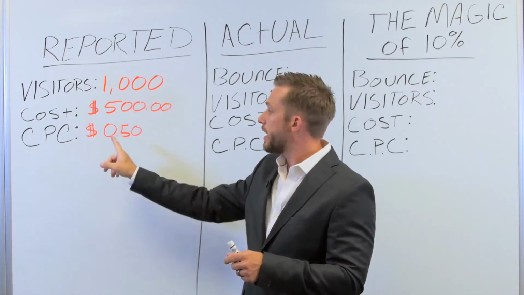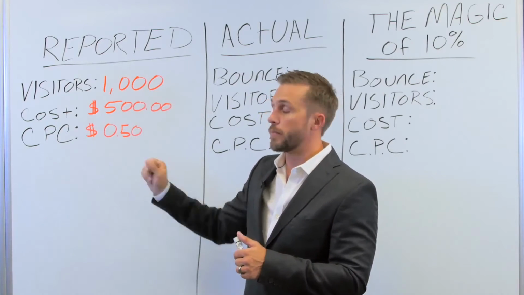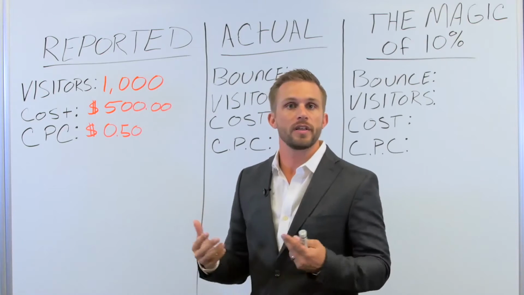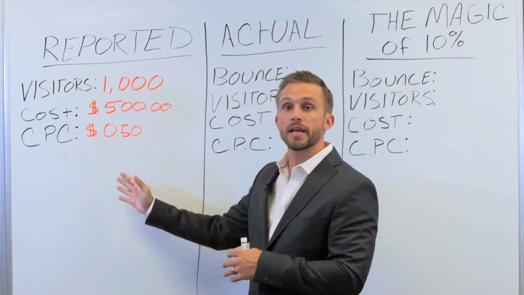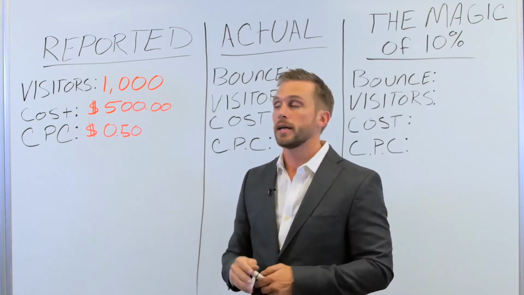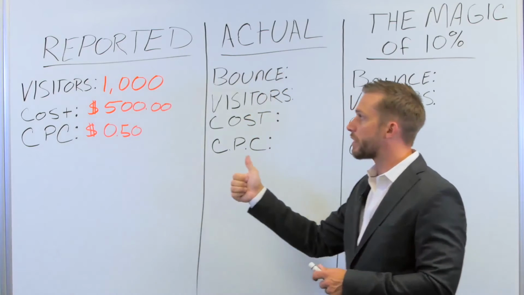That's pretty straightforward. And this is the math we're all using because this is what's reported and delivered to us from Facebook or AdWords or any other traffic sources that we're using. This is what we're given. These are the numbers that we try to calculate our actual ROI on. This is a problem. This is reported. It's not actual. So let's move over to the next category.